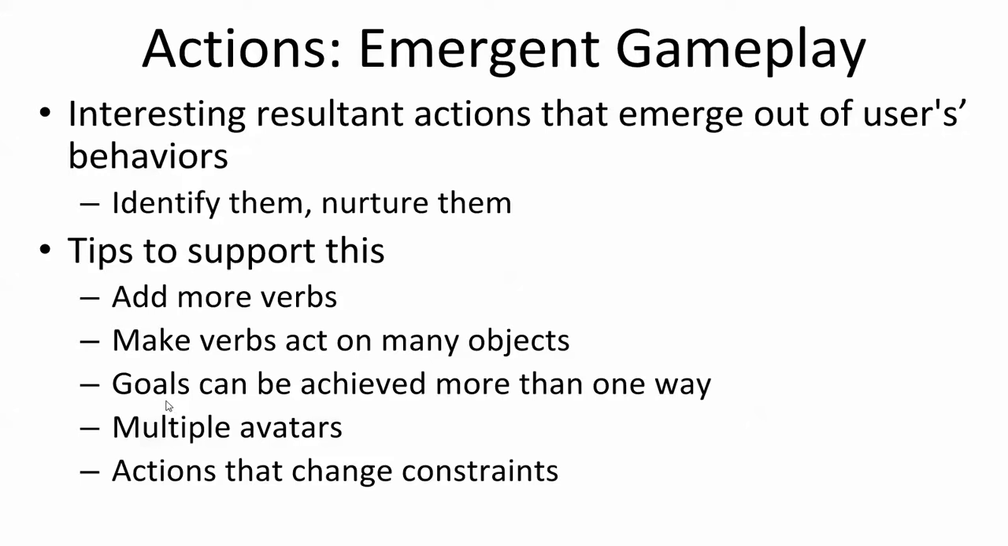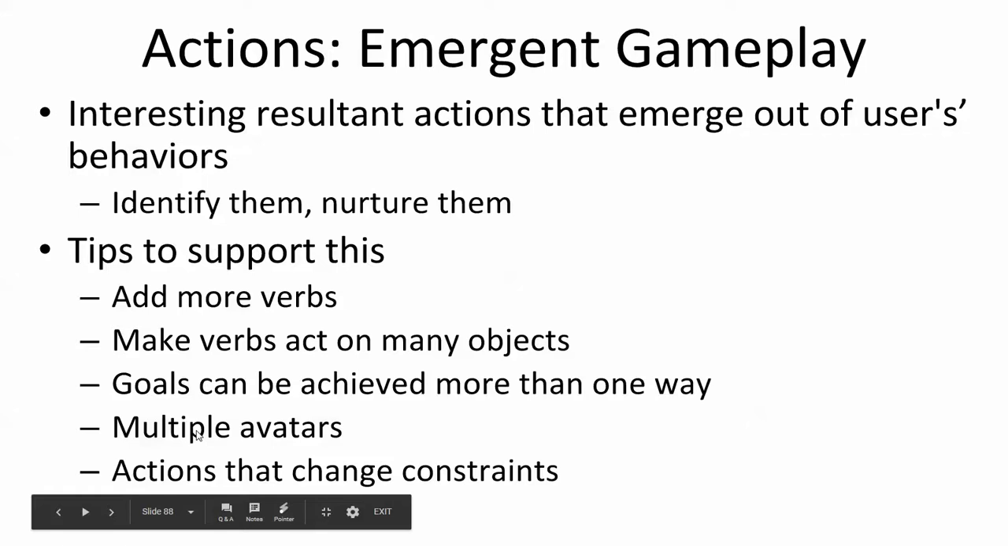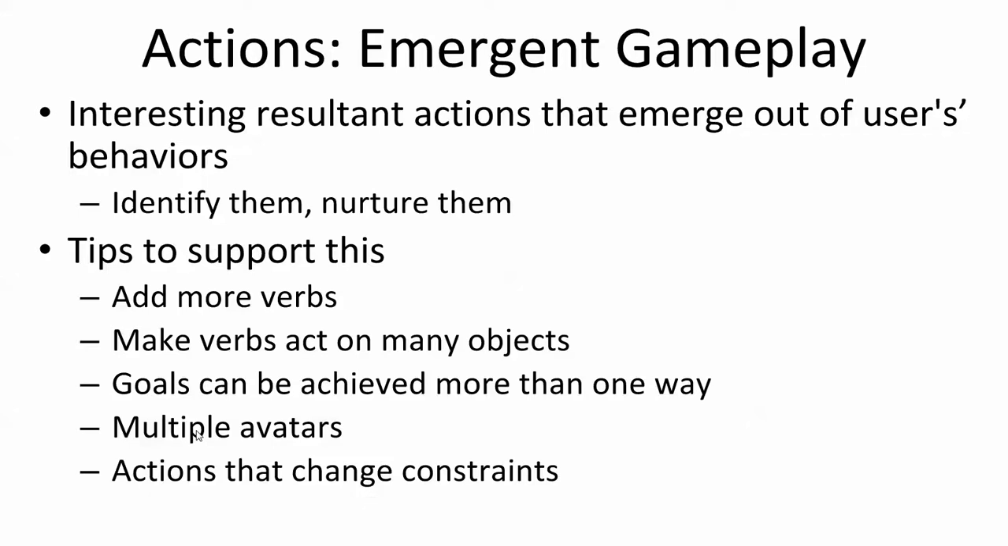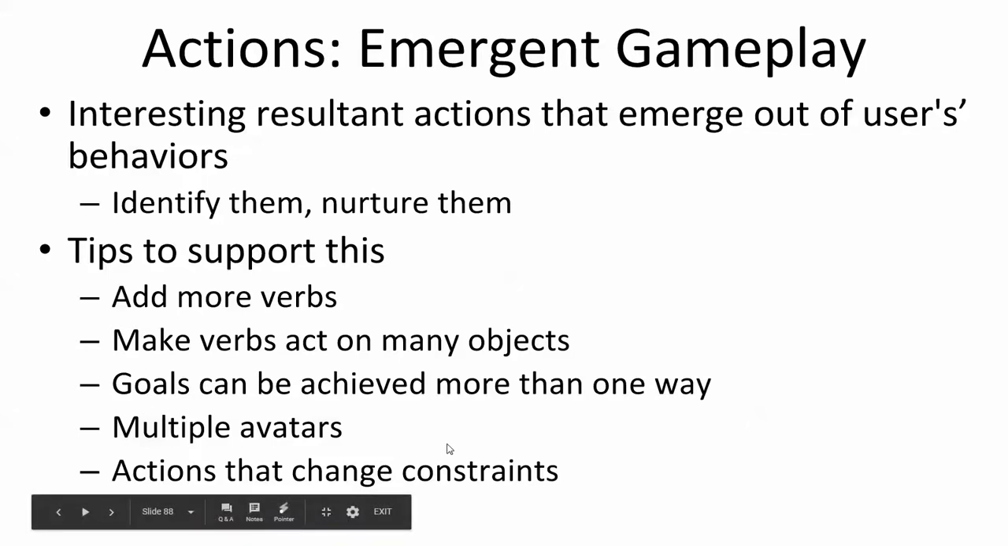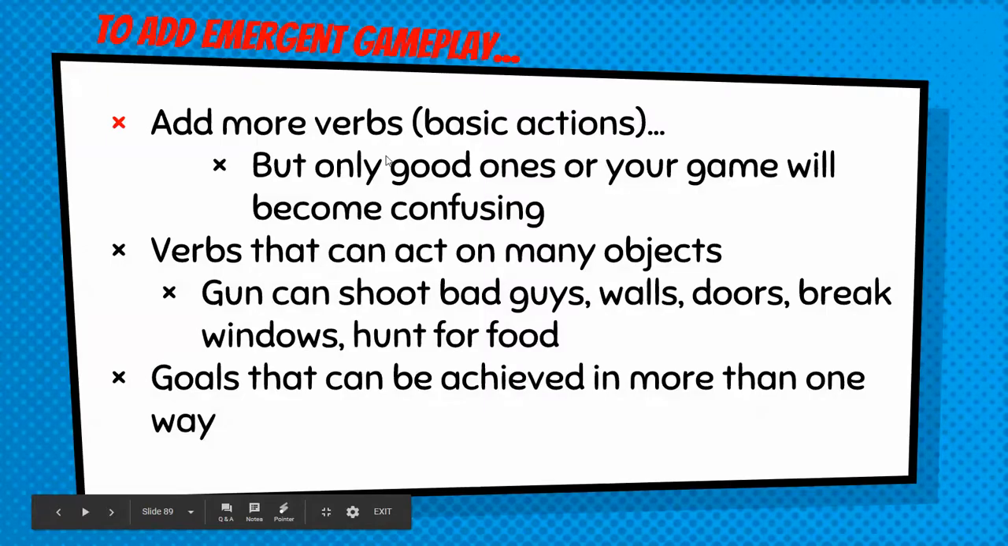Another way to create emergent gameplay is to have it so that your goals can be achieved in more than one way. You can have multiple avatars, so your one player can play as different characters. That could be interesting, and then actions that can change constraints. So again, ways to add emergent gameplay: add more verbs and basic actions, but make sure they're only good ones. If you have like 1,000 different things your player can do, it can be confusing. Like I said before, you can have verbs that as you play can act on new objects, and the player has to figure that out.